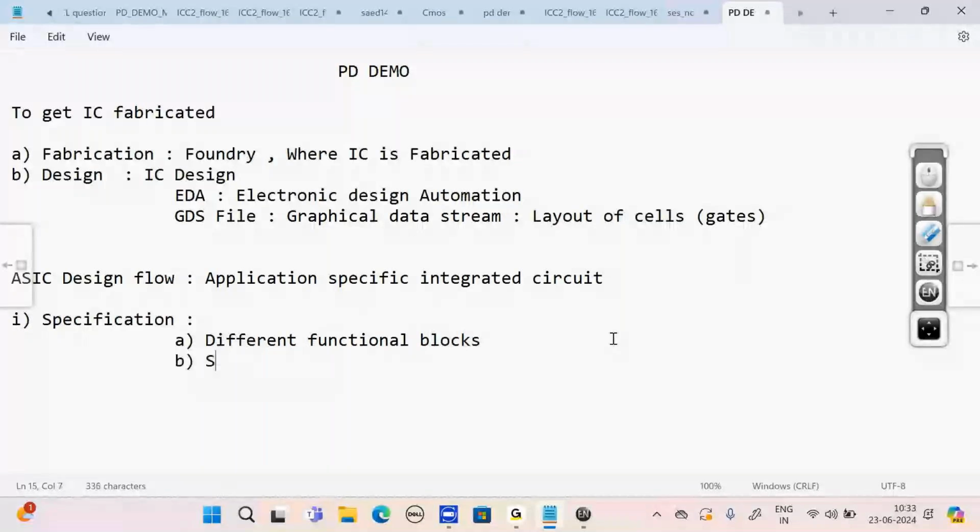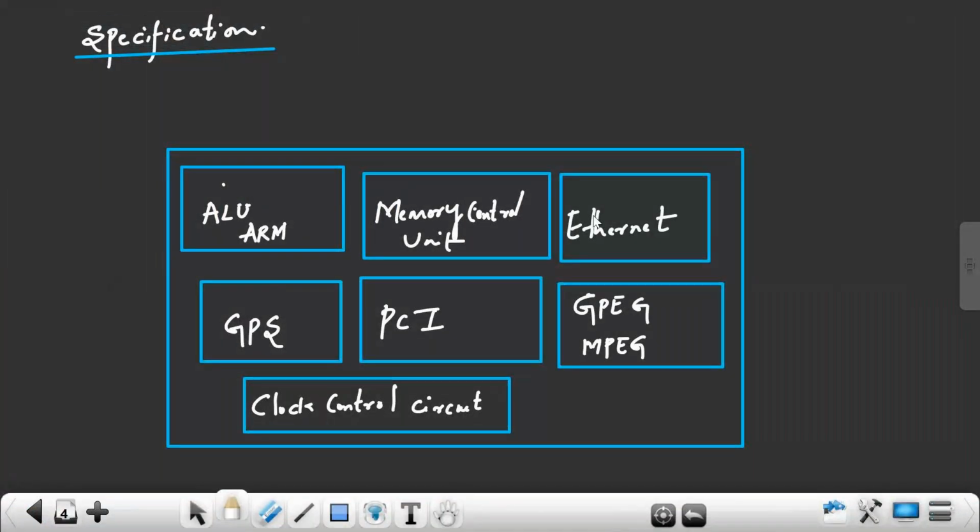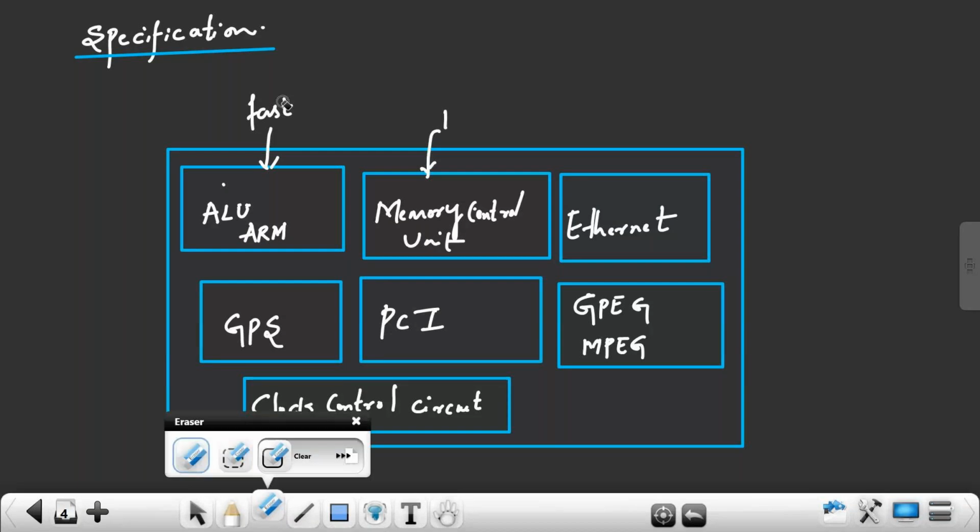Second thing is the speed of the IC, meaning the clock speed. Do you think that the entire IC will work with only one clock? No, it need not. I'll talk about EDA tools later; first we'll discuss this part. The ALU or any processing unit may work with a fast clock. The memory control unit may work with a lower frequency clock. So this may work with one clock, that is clock 1.